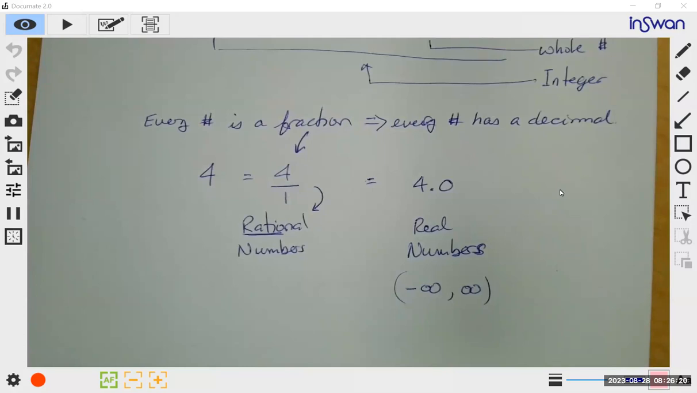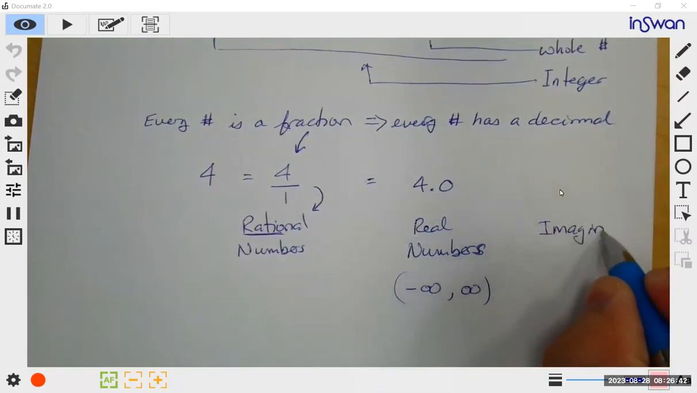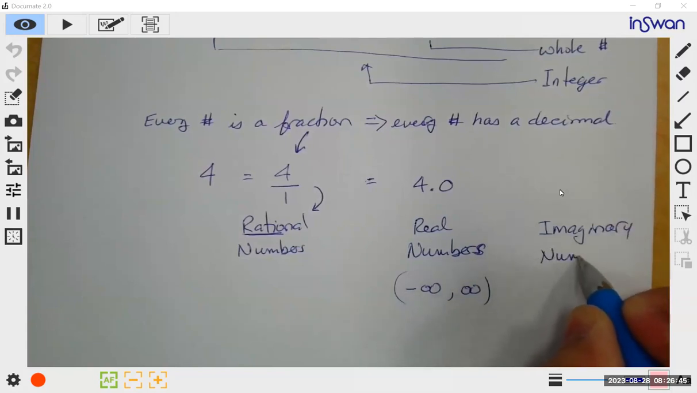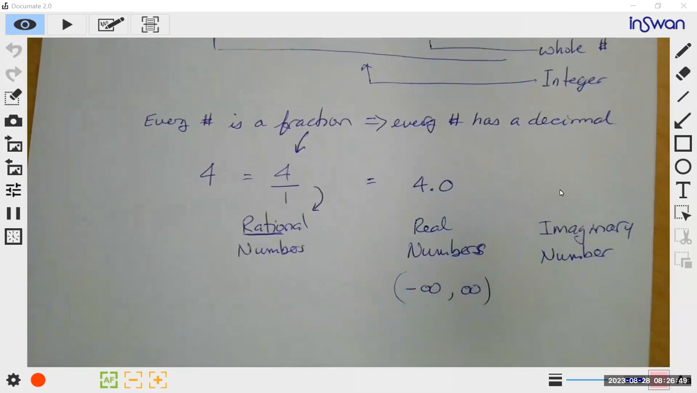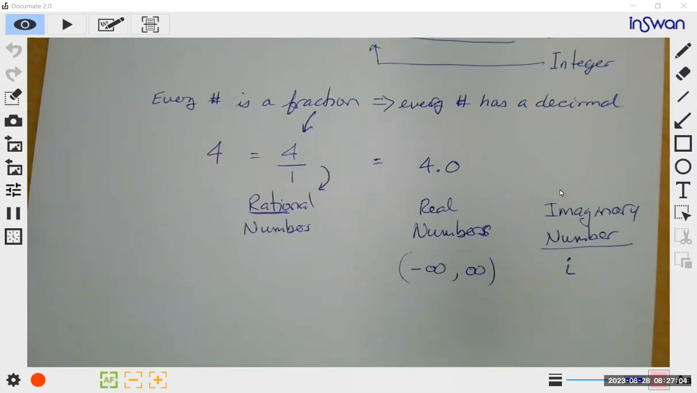If it's not real, what is it? In reality, if it's not real, it's what? If it's not real, it's imaginary. It's one or the other. It can't be both. An imaginary number has the letter i after it, for imaginary.